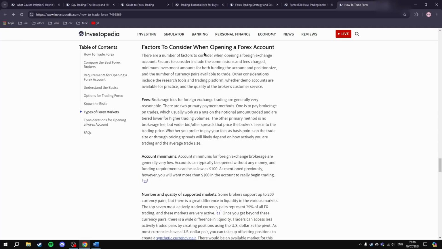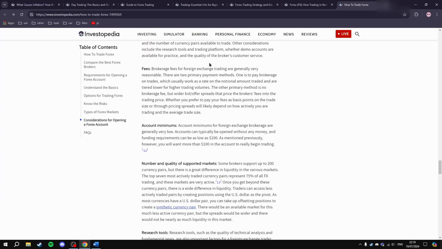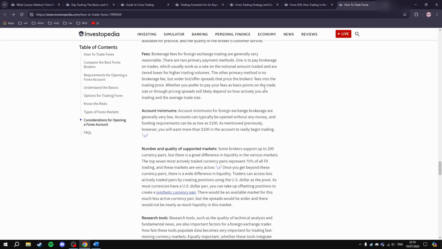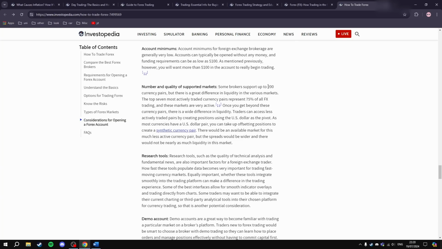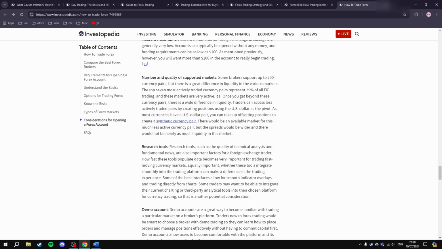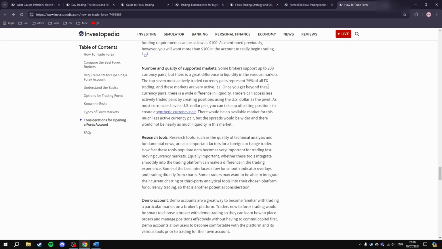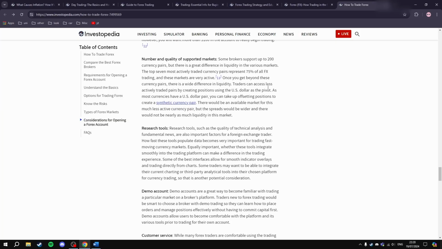So some factors to consider when opening a Forex account. Fees, brokerage fees for foreign exchange trading are generally very reasonable. Two primary payment methods. One is to pay brokerage on trades, which usually works as a rate on the notional amount traded and are tiered lower for higher trading volumes. Other method is no brokerage fee but wider bid-ask spreads that prices the broker's fees into the trading price. Account minimums can start with any amount of money, and funding requirements can be as low as $100, but you'll want more than that in the account to really begin trading.